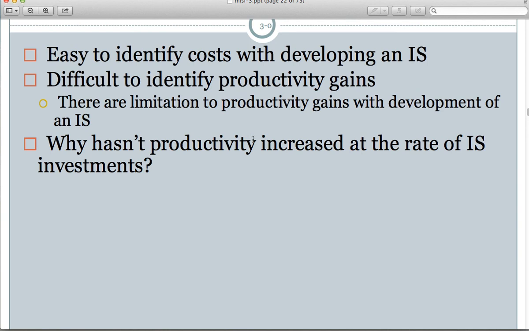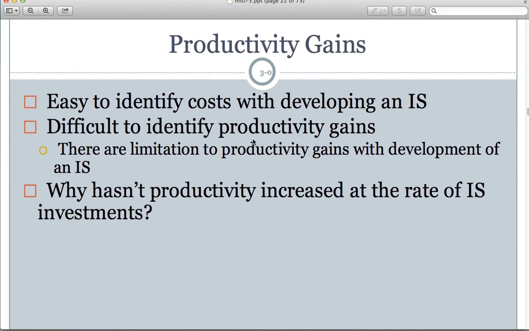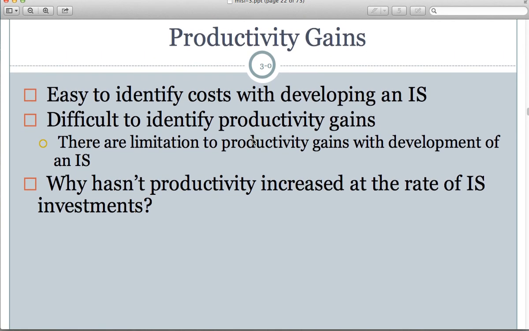Well, that's an interesting point. Because people have a tendency to invest in the wrong information systems, wrong information technology. Just because it's available doesn't necessarily mean that your business is actually going to benefit from it.